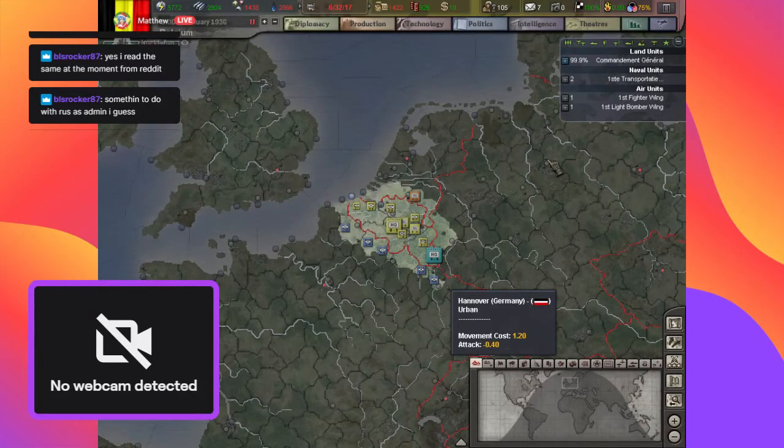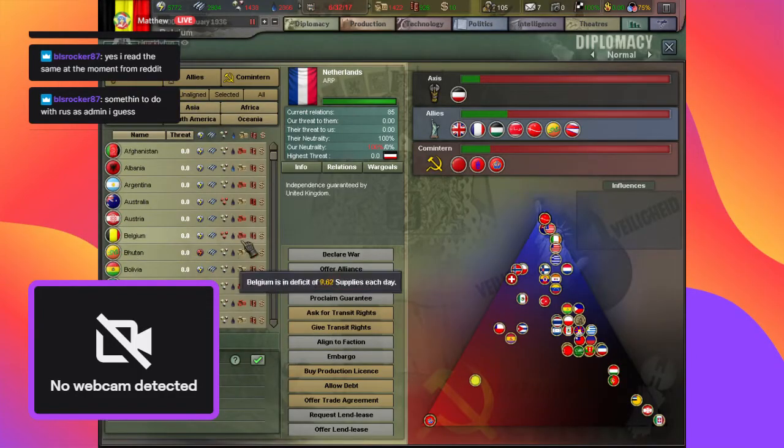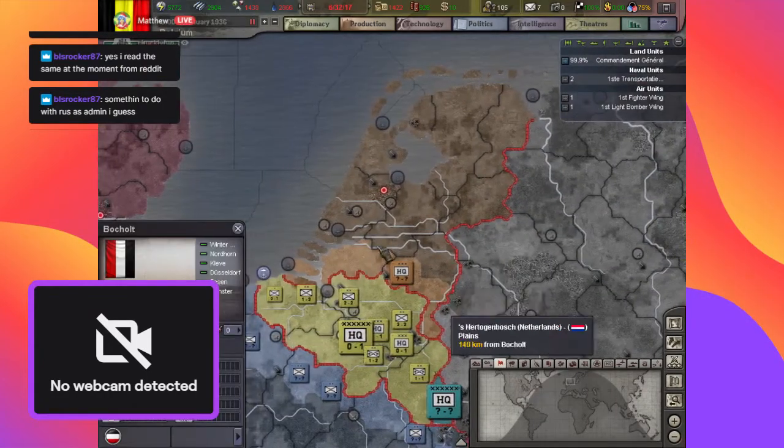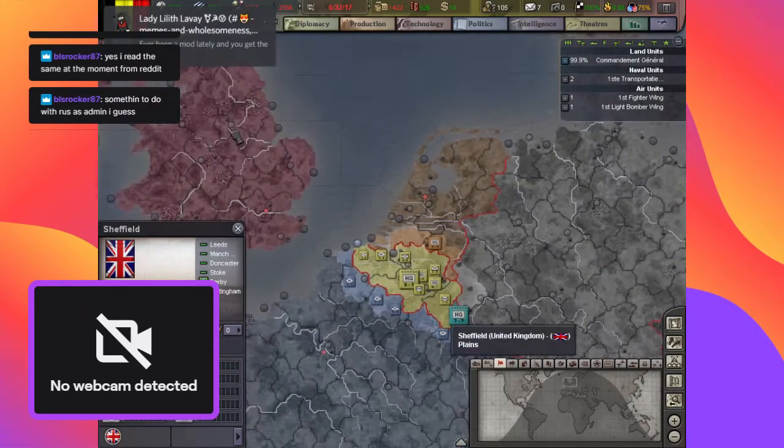Well, I'm not going to invade my neighbors because I think Netherlands is guaranteed by the United Kingdom. So unless I want to join the Axis, which is going to be tricky because Belgium's a democracy. That means that if the United Kingdom is influencing them, it has a greater bonus because they're both the same government type.